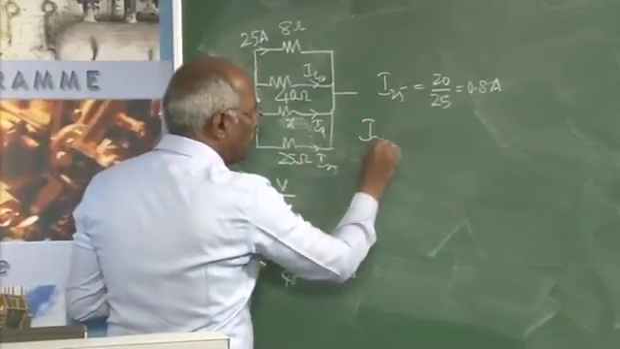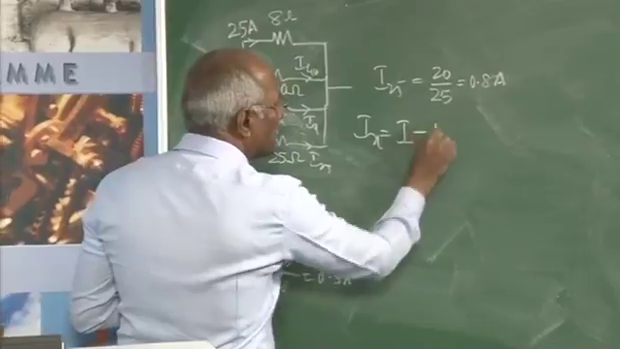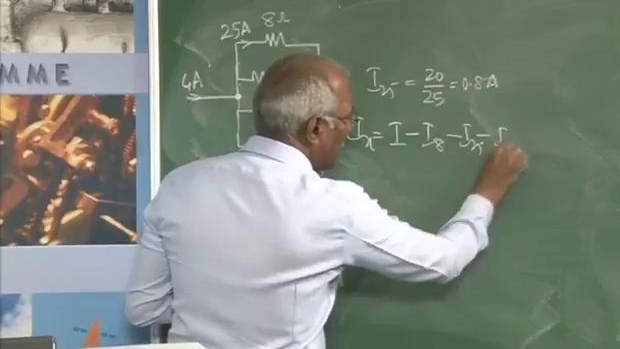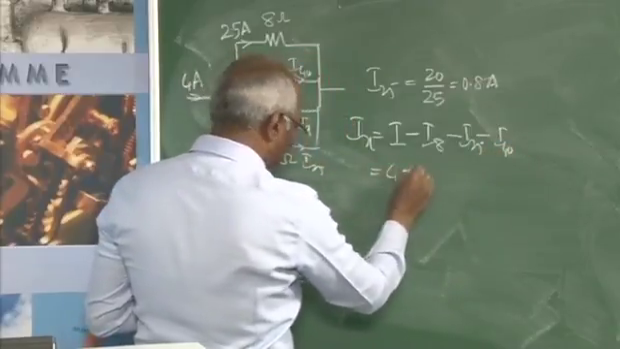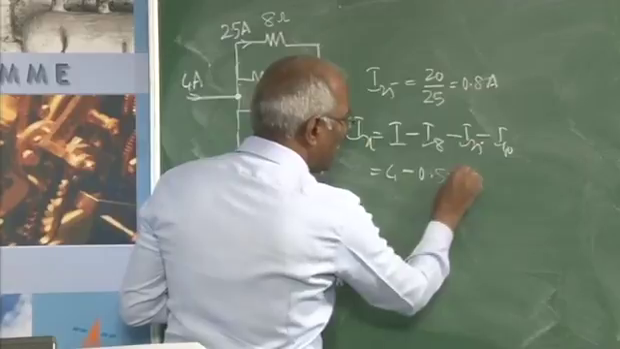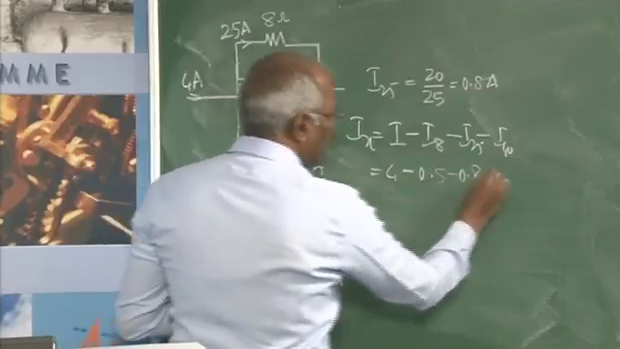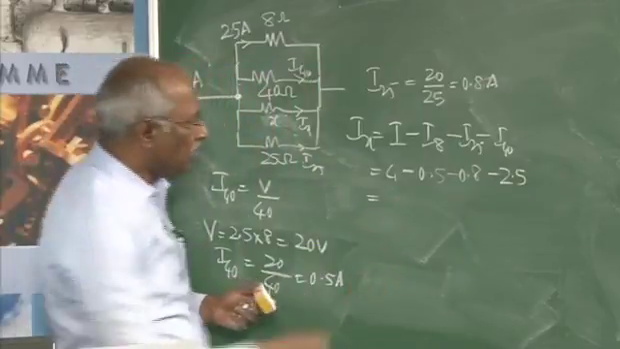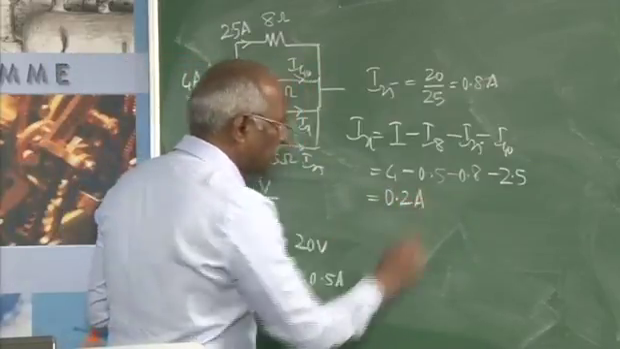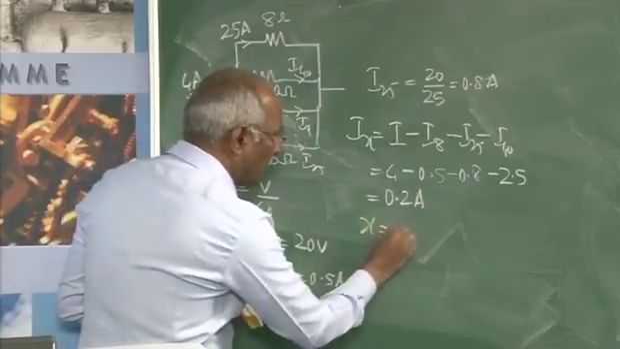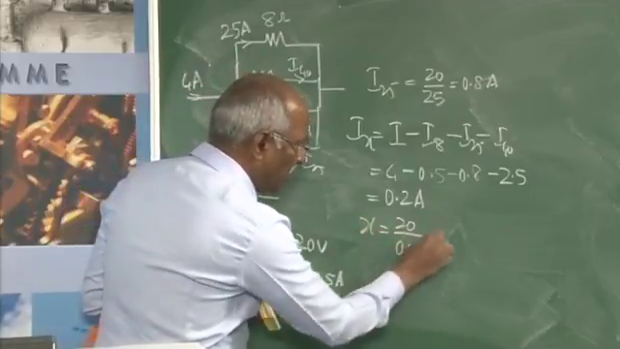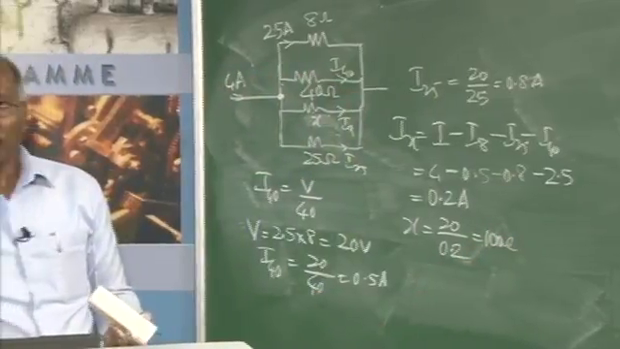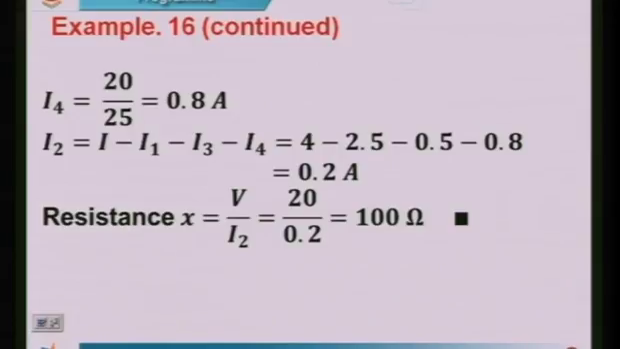In that respect, Ix can be taken as I minus I8 ohm minus I25 minus I40. This will be equal to 4 minus 0.5 minus 0.8 minus 2.5. So, that will be 3.8 subtracted from 4, which comes to 0.2 amperes. Therefore, X will be equal to 20 divided by 0.2, that comes to 100 ohm. That is the value.